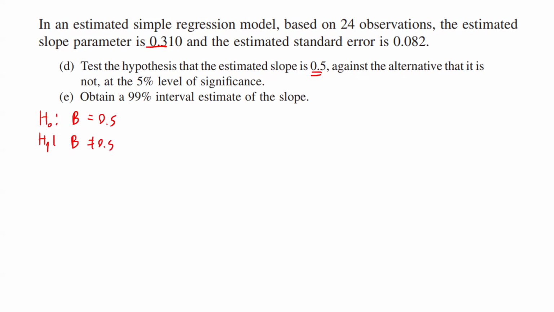Then second step, T equals beta hat minus beta, the formula will change because 0.5 must be put here. So 0.31 minus 0.5, and then you calculate it, you will get minus 2.32.